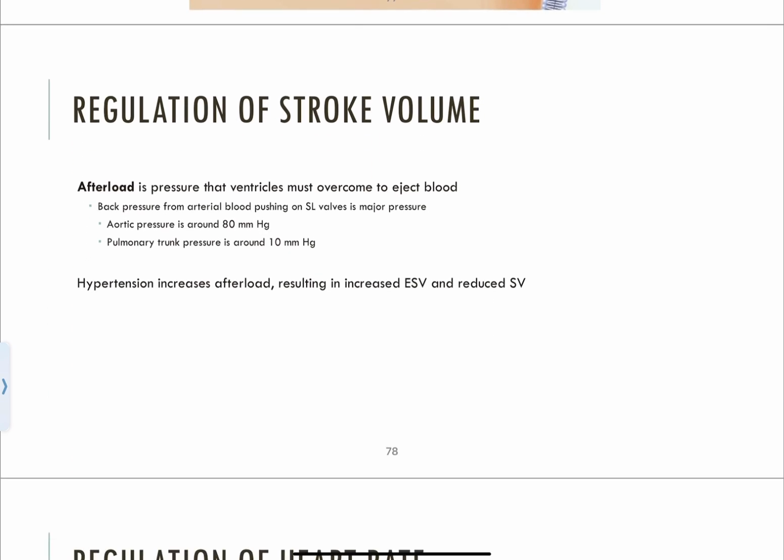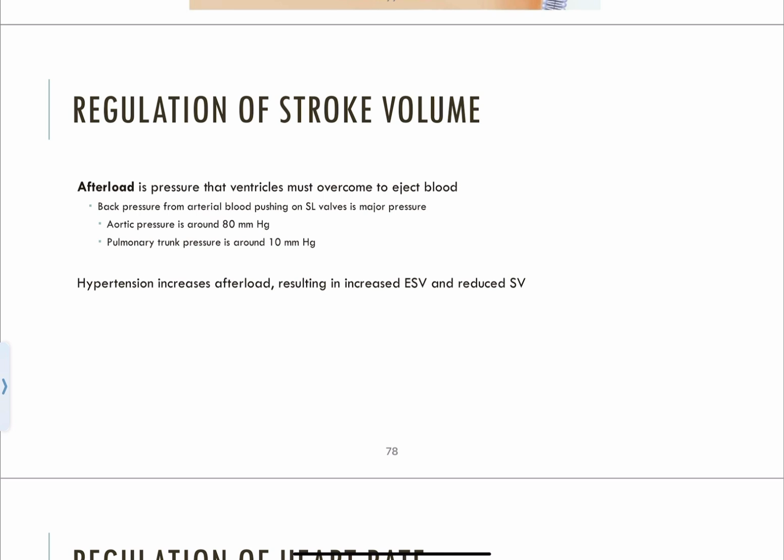The last thing that can affect stroke volume is afterload. Afterload is the pressure that the ventricles must overcome to eject blood. Remember, our ventricles are pushing blood into our pulmonary trunk or our aorta. Well, there are pressures in our pulmonary trunk and our aorta, and the pressure in the ventricle has to be greater than those pressures in order to send the blood from the ventricles through those blood vessels.